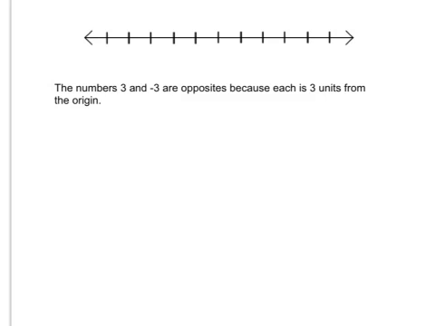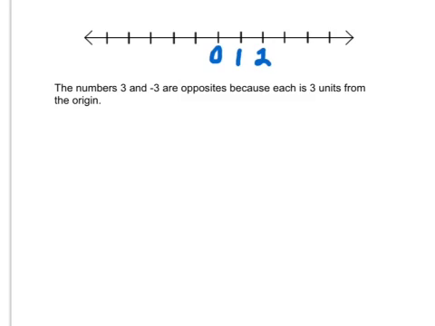Okay, this idea of opposites and numbers that are opposites of each other is going to be huge the farther we go along, the rest of the year. So we got to make sure we understand what this means. It says the numbers 3 and -3 are opposite because each is 3 units away from the origin. Okay, so opposites are numbers that are the same distance away from the origin, but they're on opposite sides of the number line. And my origin, we should know, means 0.